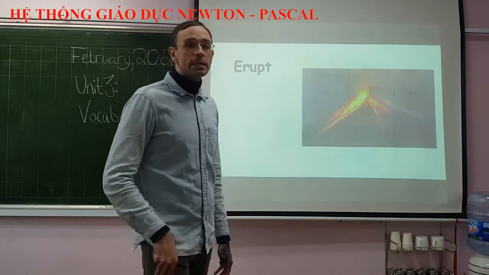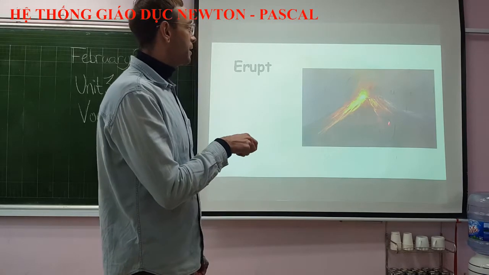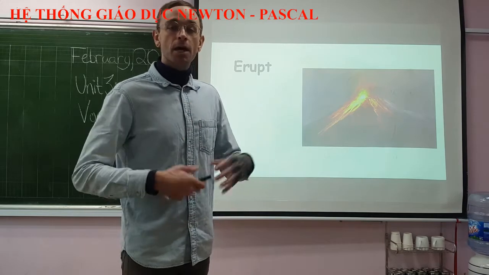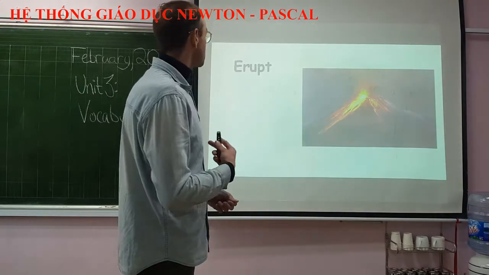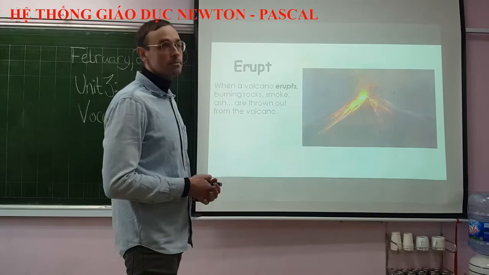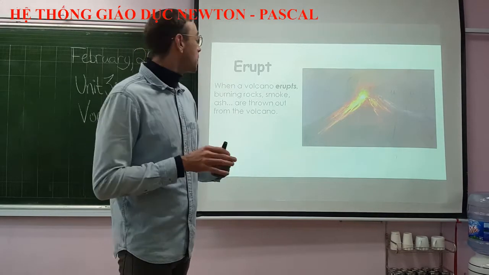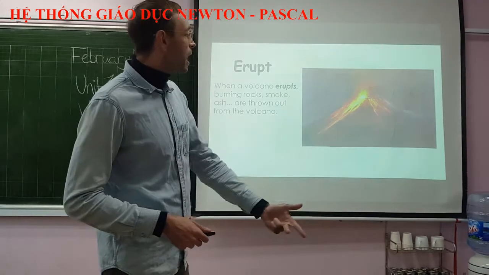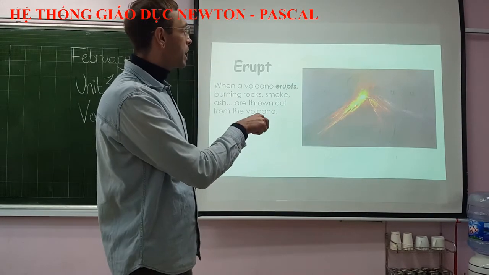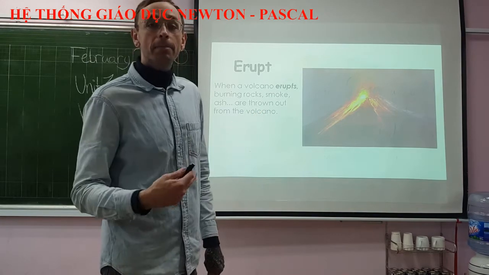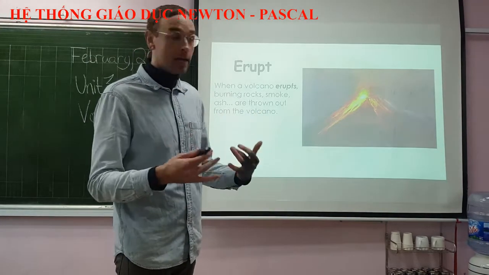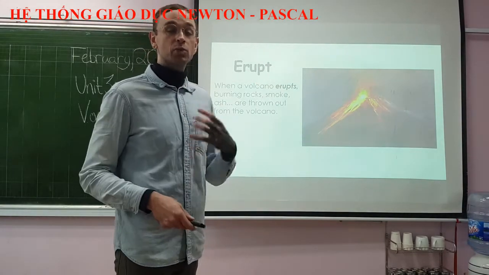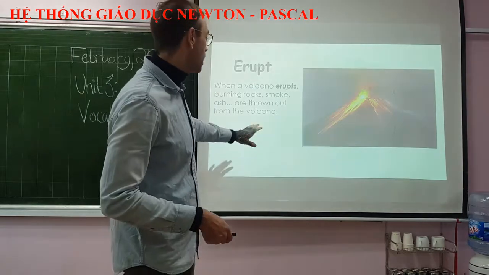Erupt. Here we see a picture of something called a volcano. And a volcano does something very dramatic. A volcano often erupts. An eruption, or erupt, means that burning rocks, smoke, ash, other things like this right here. This is called magma. Magma is melted rock. All of these things are thrown out from the volcano. That's what we mean when we say the volcano erupts.